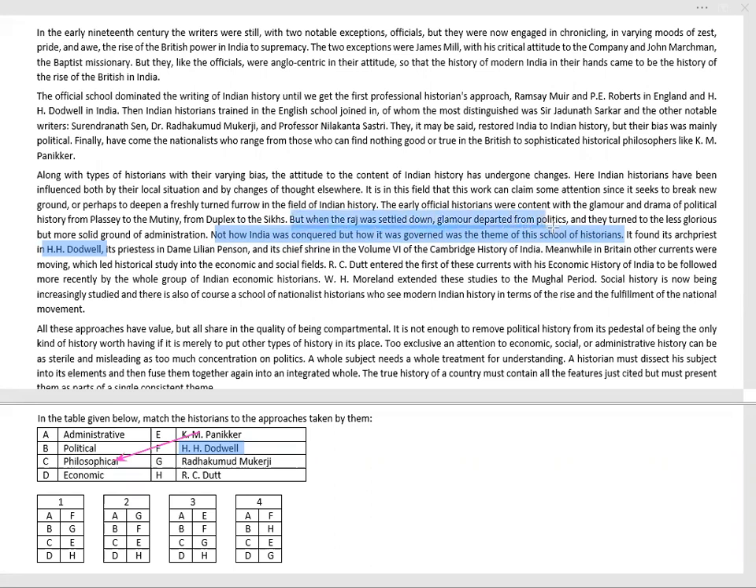But when the Raj was settled down, glamour departed from politics and they turned to the less glorious but more solid ground of administration. It found its archpriest in H.H. Dodwell, its priestess in Dame Lillian Penson, and its chief shrine in volume 6 of the Cambridge History of India. So what we are looking at here is basically H.H. Dodwell. Let's first clear this out. We have Dodwell connecting to the administrative approach, or A connects to F.